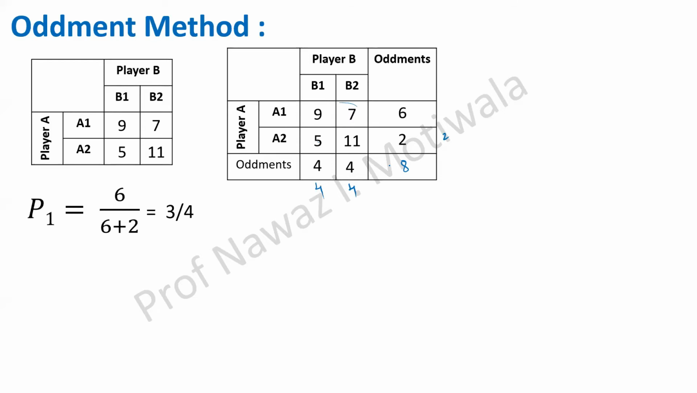And for P2, how can you write? Out of 8, he has played only 2 times strategy A2. So what can you write? 1 by 4, or you can write 2 by 8. So either you write it in terms of the formula, or you can use the fact that total probability equals 1. From both of them, we will get the same answer. So I hope now you are understanding the concept of the oddment method.